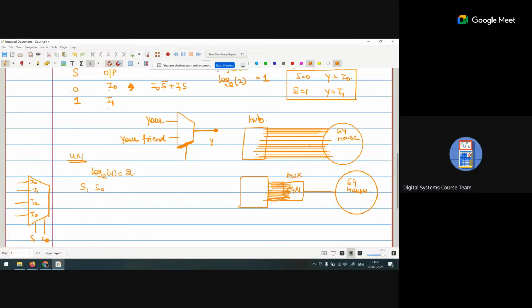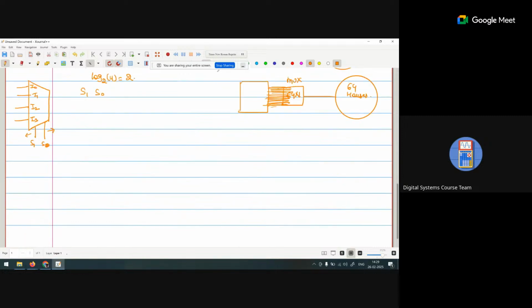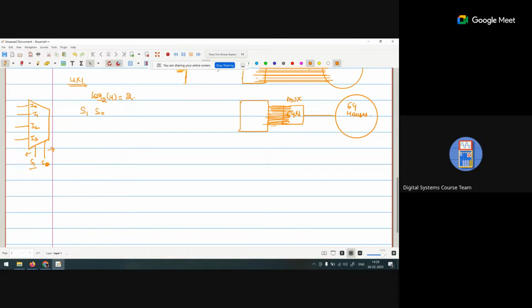The general notation we are using is that if we take 2 select lines, the select line shown here is the MSB and the select line shown here is the LSB. In every book you will see this as the MSB and this as the LSB. Now the output is Y. If the select lines are 0 0, Y is I0. If it is 0 1, I1. If it is 1 0, I2. And if it is 1 1, I3.